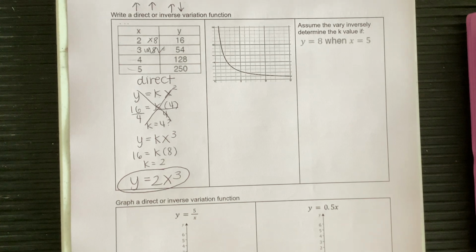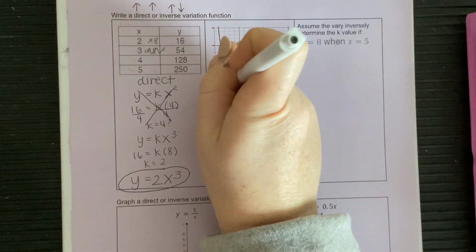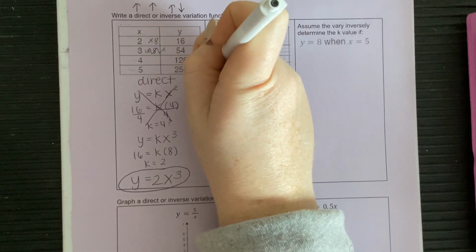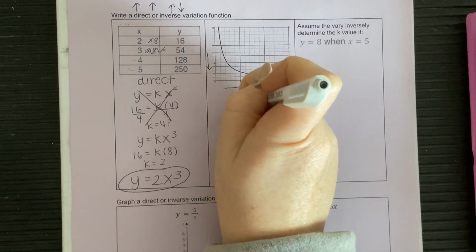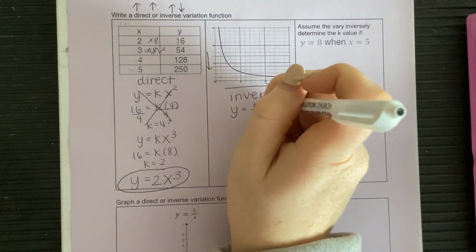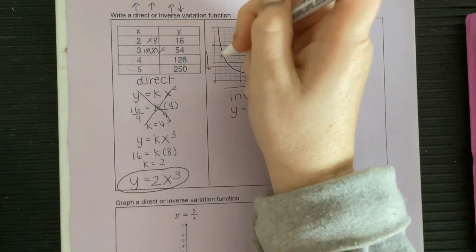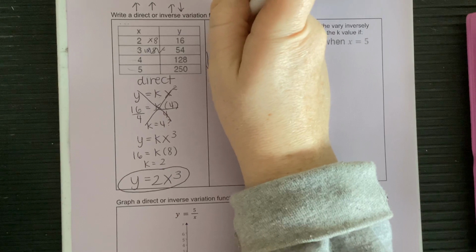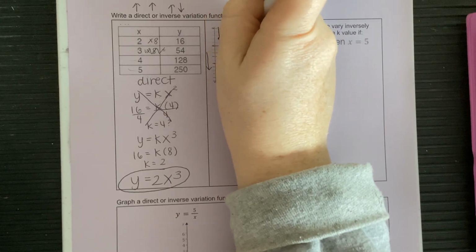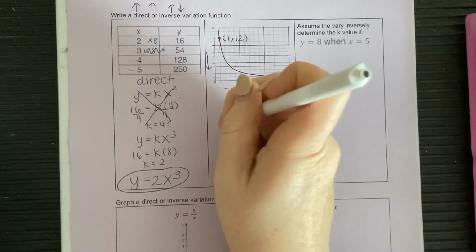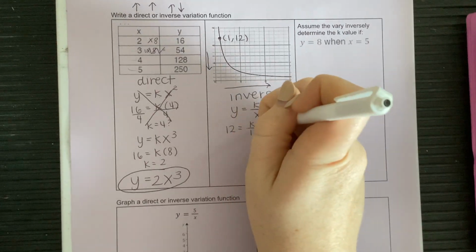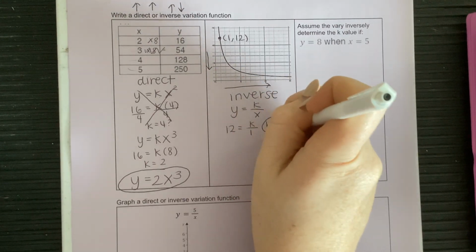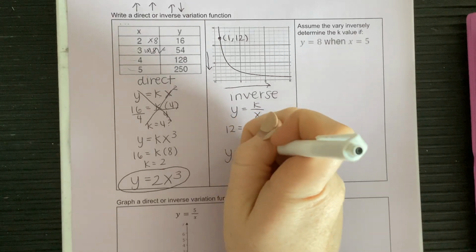Next one: inverse or direct is your first thing. As our x's are increasing, our y values are decreasing. That makes this an inverse. Inverse is y equals k over x. The easiest value to plug in is when you're at 1. If you go to where x is 1, it hits the graph right here, which is 1 comma 12. So if I plug in, 12 is equal to k over 1, that gives me that my k value is equal to 12. So y equals 12 over x.